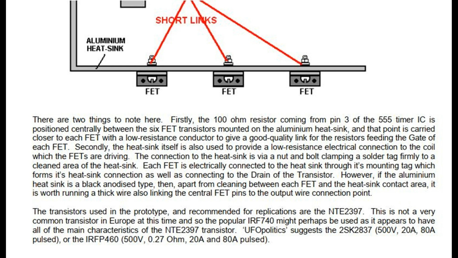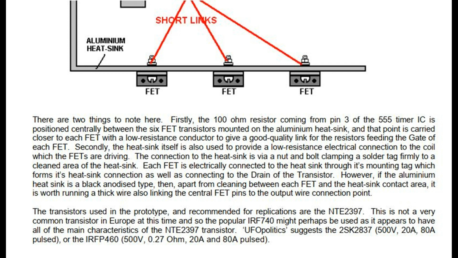Secondly, the heatsink itself is also used to provide a low resistance electrical connection to the coil which the FETs are driving. The connection to the heatsink is via a nut and bolt clamping a solder tag firmly to a cleaned area of the heatsink. Each FET is electrically connected to the heatsink through its mounting tag, which forms its heatsink connection as well as connecting to the drain of the transistor.